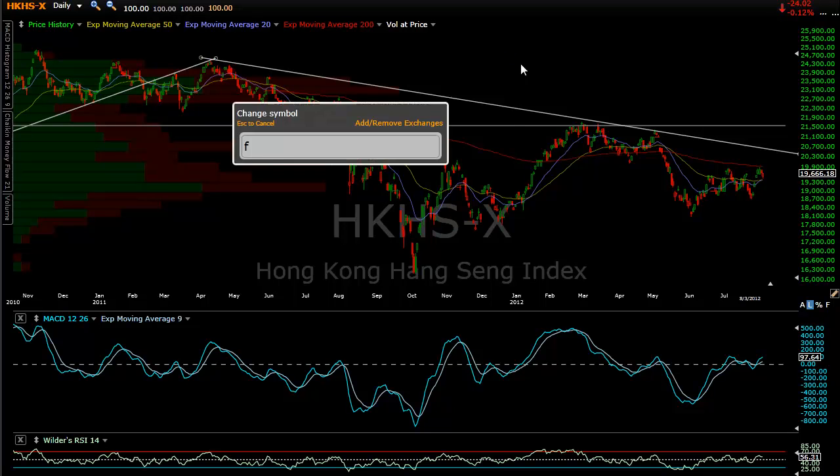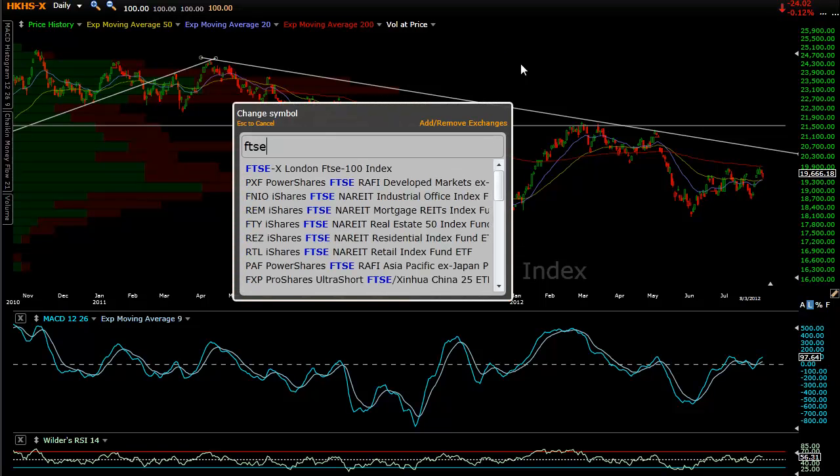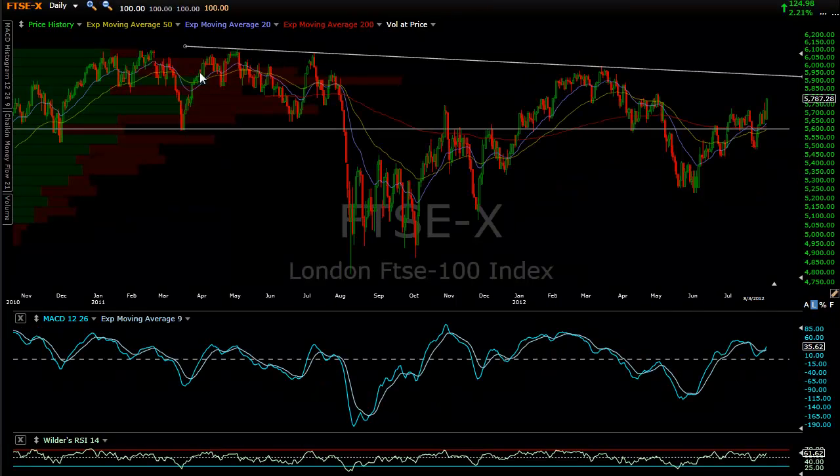And the FTSE. As you can see, the London FTSE is well within its downtrend line as well, so not much to say on there. There's plenty of room it can push up and still remain even under this downtrend line. Once it breaks above that, it's not too far away from its previous reaction high.